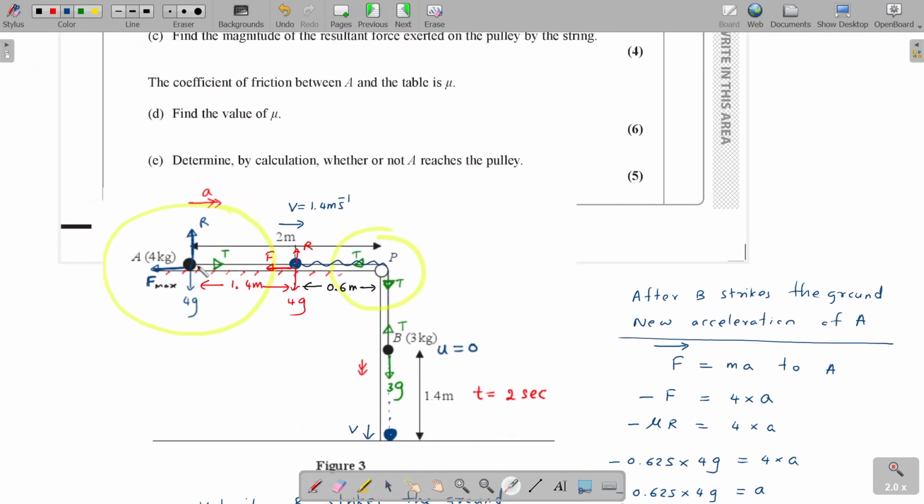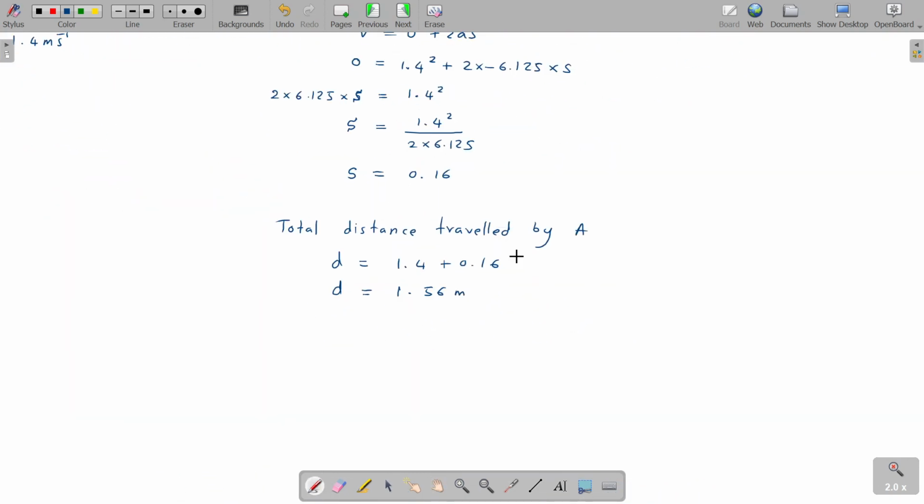So how do you determine whether it hits the pulley? The total distance from the beginning until the pulley is 2 meters. You have traveled only 1.56, which is less than 2. Therefore, what does it mean? Does particle A reach the pulley? Particle A does not reach the pulley.